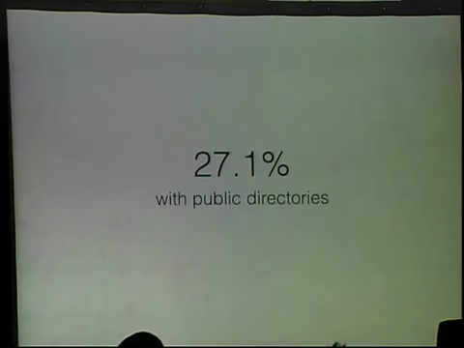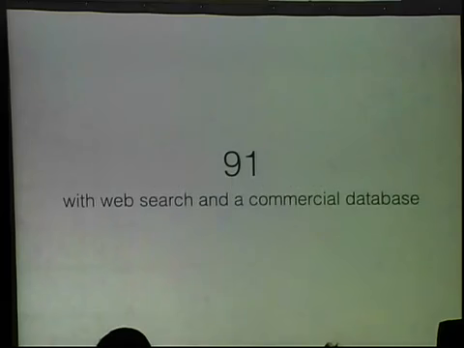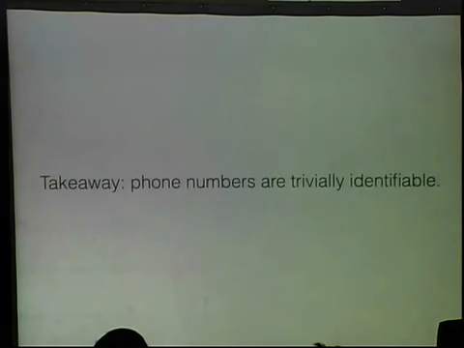And then to see what a little elbow grease could get us, we sampled 100 numbers randomly out of our data set, and just using Google, just popping the number into Google, and a free commercial database, we got to 91 of them identified, in addition to the sources with APIs. So the notion that phone numbers aren't identifiable is definitely not true.